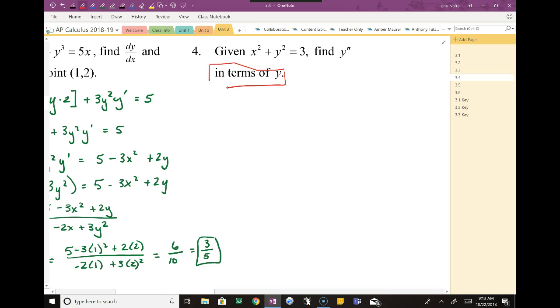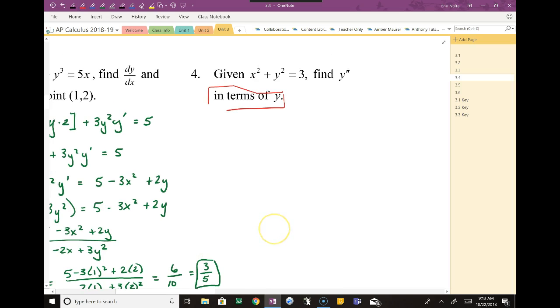Okay, so deriving it first, what is the derivative of x squared? 2x. Okay, what is the derivative of y squared? 2y y prime, good. And derivative of 3? 0. Okay, so at this point, I want to isolate my y prime, and then we're going to derive it again. So that's how you get to the second derivative. So first I've got to isolate my y prime. So how would you isolate y prime?